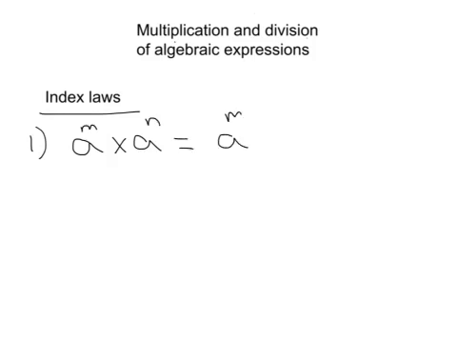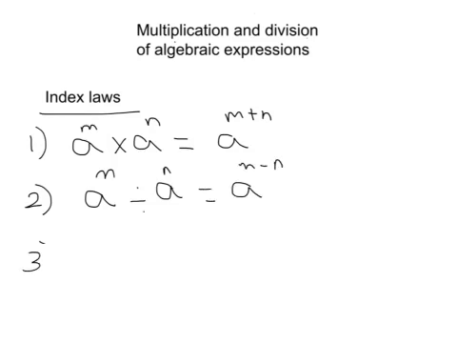Today's lesson is about multiplication and division of algebraic expressions. We'll be starting first with revising index laws. The first one we need to remember is when you're multiplying a to the power m times a to the power n, you will just add the powers, which is m plus n. The second law was a to the power m, when you're dividing it by a to the power n, you minus the powers.